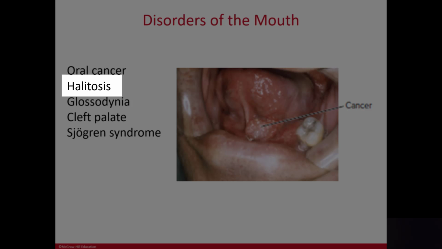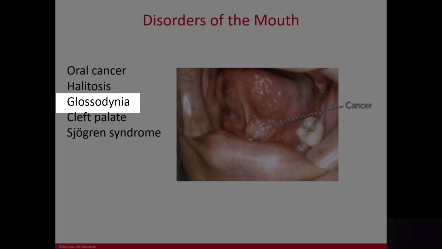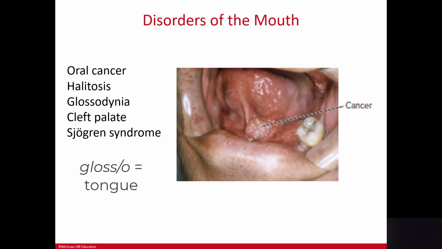Halitosis is the medical term for bad breath. It can be benign, like just poor oral hygiene, or it can be associated with any one of the disorders that we're talking about here. Glossodynia is a painful burning sensation of the tongue. The root word glosso means tongue, and the suffix dynia means pain.